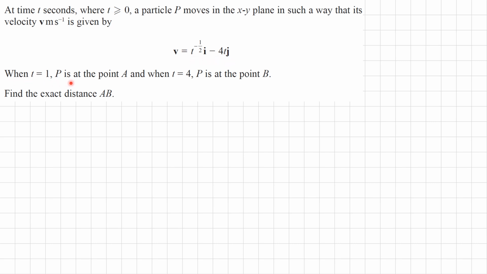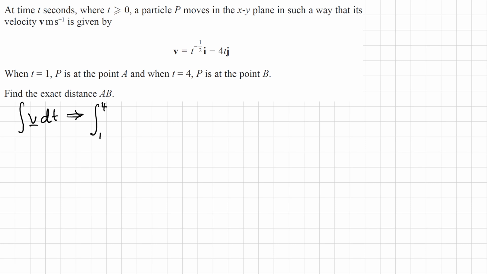When t is equal to 1, P is at the point A, and when t is equal to 4, P is at the point B. Find the exact distance AB. So what we need to do here, to find a distance, is integrate the velocity with respect to t between the time limits that we have of 1 and 4.